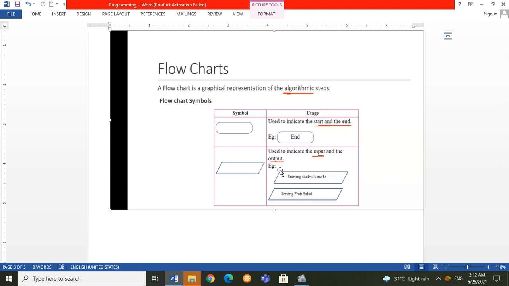Okay, right. This symbol represents start and end, right? There is a rhombus. It indicates input and output. Whenever you want to display input and output, you have to use this symbol, right?